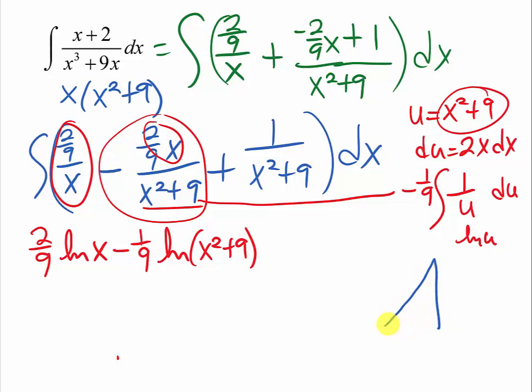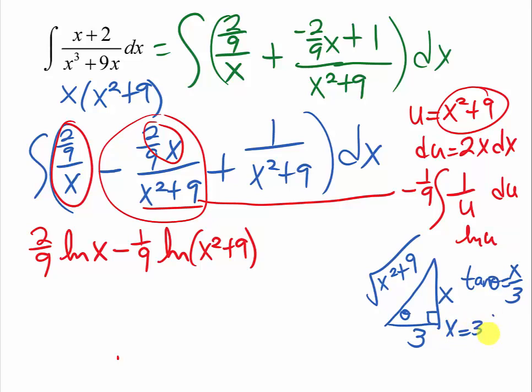So I can draw a triangle here, and I can make this one x and this one 3, so that when I find the hypotenuse, it's going to be the square root of x squared plus 9. Here's my theta. So tangent theta is going to be x over 3. So x is going to be 3 tangent theta, and dx is going to be 3 secant squared theta d theta. Alright, so we'll go over here to the left bottom to work this.